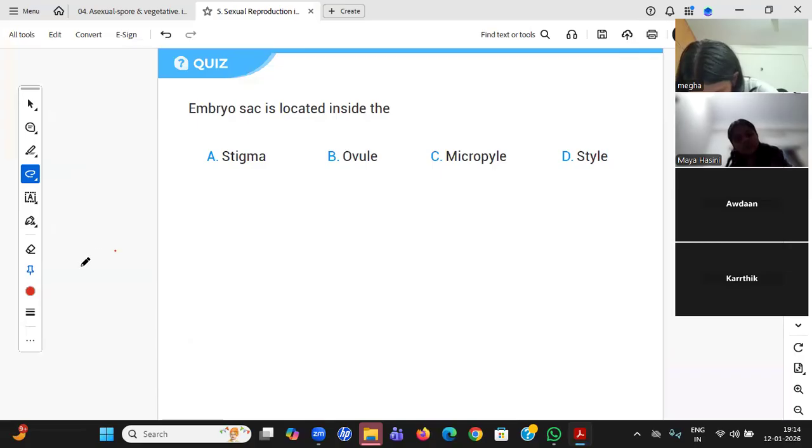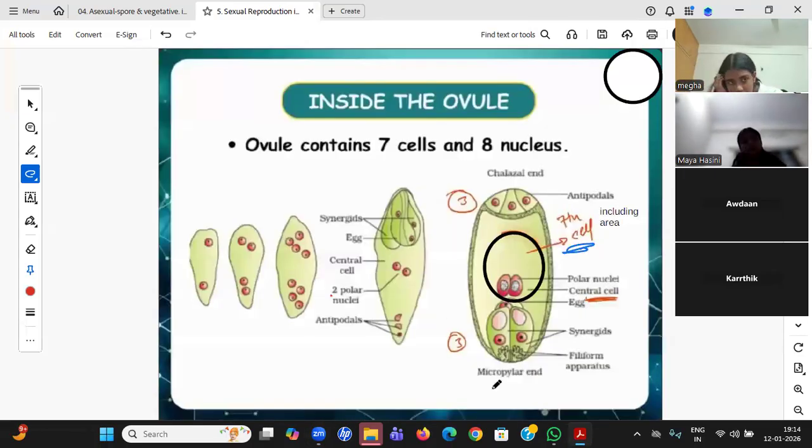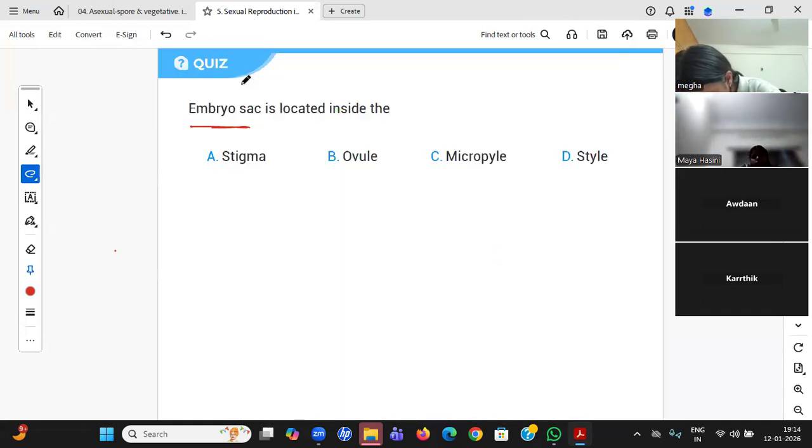Embryo sac is located inside the... Yes, right answer, Maya. No, Rudita, my question was not what is in the embryo sac. Karthik, right answer. Megha, right answer. If my question were what is inside the embryo sac, you would say micropylar end, chalazal end, central cell, nucleus, all that. But my question is where the embryo sac is.